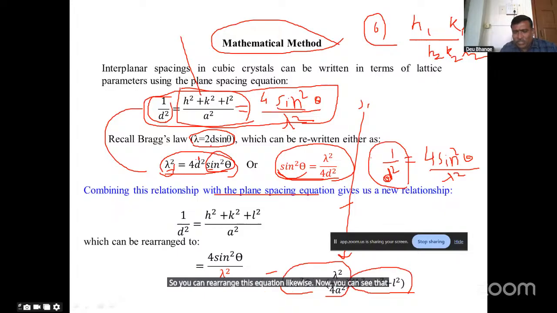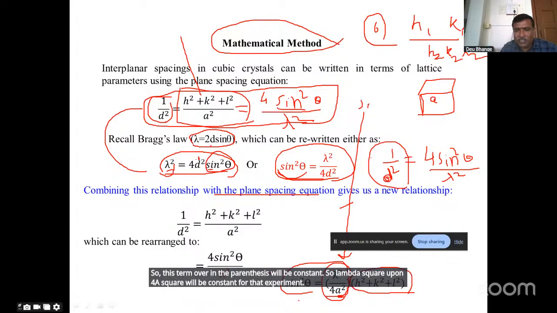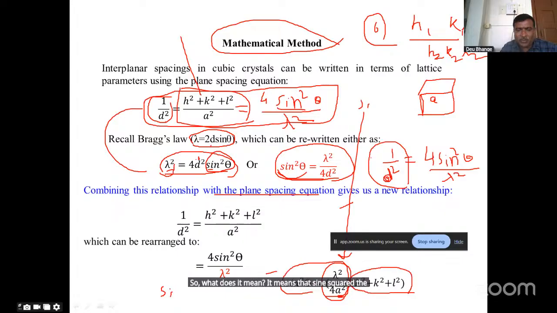Now you can see that lambda is constant, 4 is a number. So that cannot be variable, it will remain constant throughout the equation. A is the size of the lattice that you are probing for the particular experiment you are doing. For example, if you are probing an aluminum crystal, the a of the aluminum crystal will be constant. So the term in the parenthesis will be constant. So lambda square upon 4a square will be constant for that experiment. So what does it mean? It means that sine square theta is directly proportional to the sum of h square plus k square plus l square.